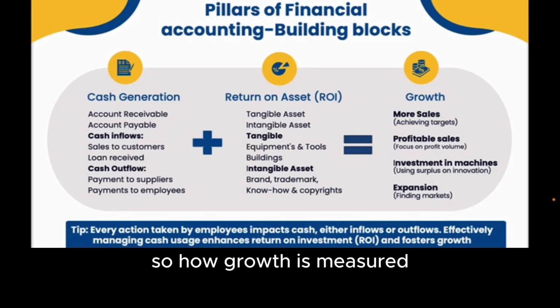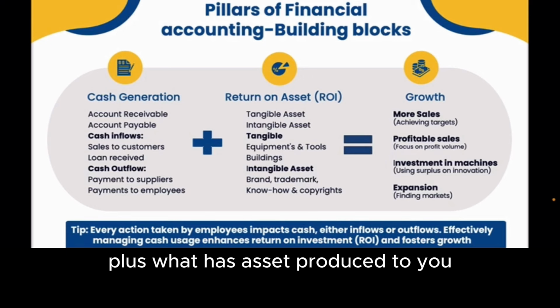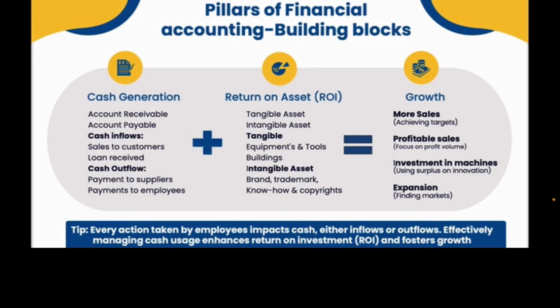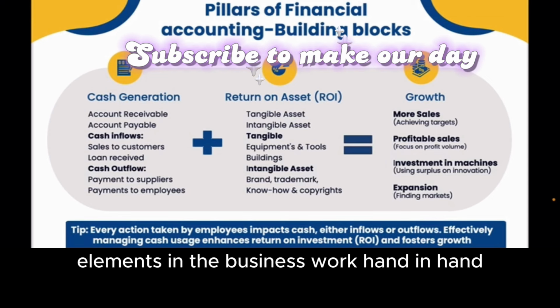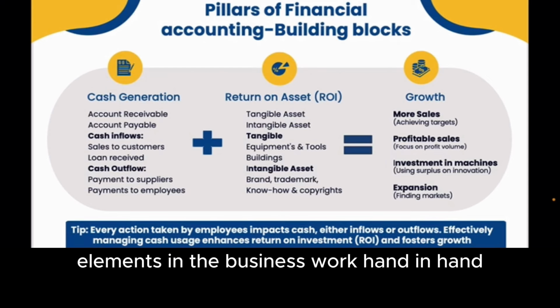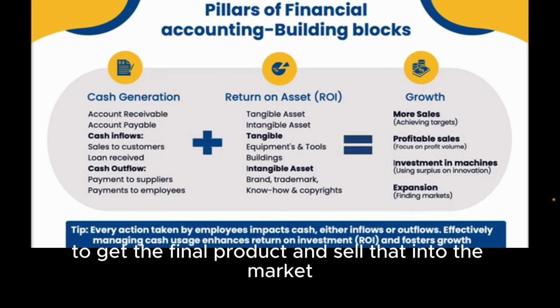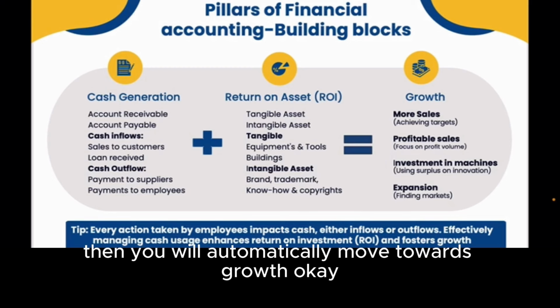Now, if you see the table here, the cash generation plus the return on asset gives you growth. So how is growth measured? The amount of cash you have generated after removing all the payables, plus what the asset has produced for you, equals growth. So if both of these elements in the business work hand in hand to get the final product and sell it into the market, then you will automatically move towards growth.